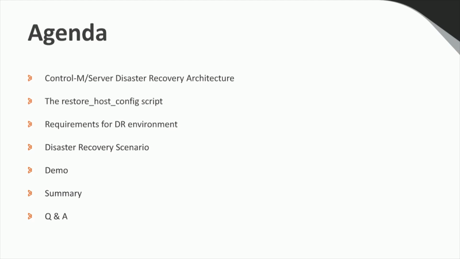We'll start describing the general architecture of a Control-M Server DR site and how it interacts with your primary environment. Next, I will describe how we will use the restore host config script in order to switch from the primary to the DR environment and back to the primary again. I will also mention the requirements for this utility to work properly when switching to your DR site.